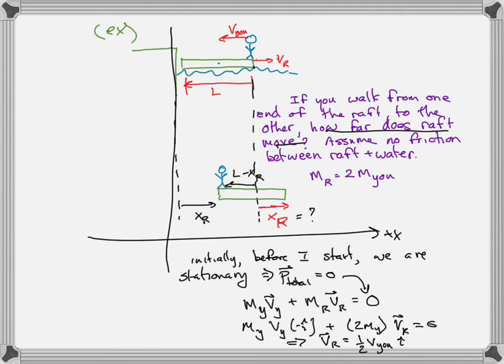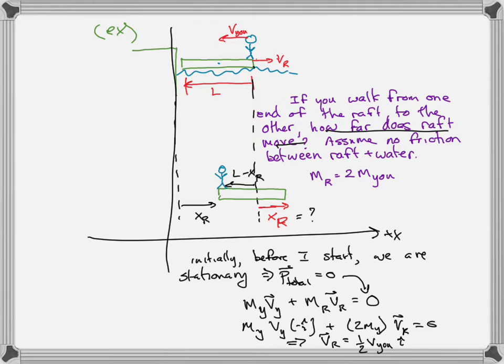Momentum conservation, we showed that if you are moving at 4 meters per second to the left, the raft, because it's twice your mass, must move at 2 meters per second to the right. If you were the same mass, if you were moving at 4 meters per second to the left, the raft would be moving at 4 meters per second to the right. But that's what momentum conservation tells us. The other way you could look at that is from an impulse point of view, and you're going to get the same answer: the raft moves at a velocity equal to your velocity times the ratio of the masses.